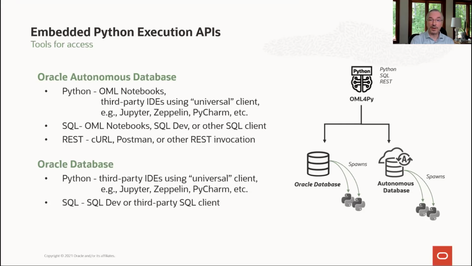Now with Oracle Database, the Python API is available using the universal client with various Python IDEs. And the SQL API, of course, can be used through SQL Developer or other SQL client IDEs. We should note that OML4Py can be used on 19C and 21C databases in the Linux environment.